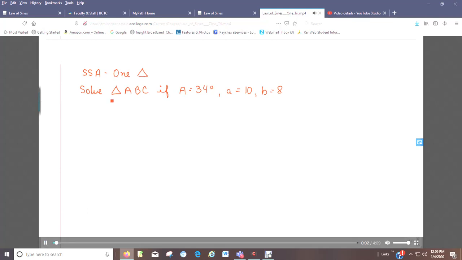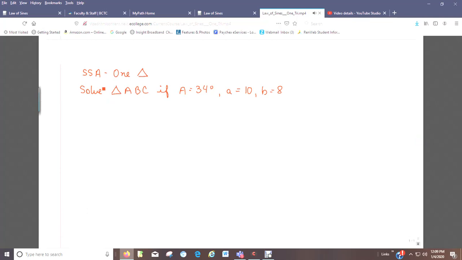Okay, let's look at our last scenario. We have side-side angle, and we're going to have only one triangle. Now, remember, a while ago, when we did two triangles, let's just draw this 34 degrees, and A is across from that 34 degrees. In this case, it's 10, and we don't know if that 10 hits down here yet or not, but we'll call B this 8 over here.